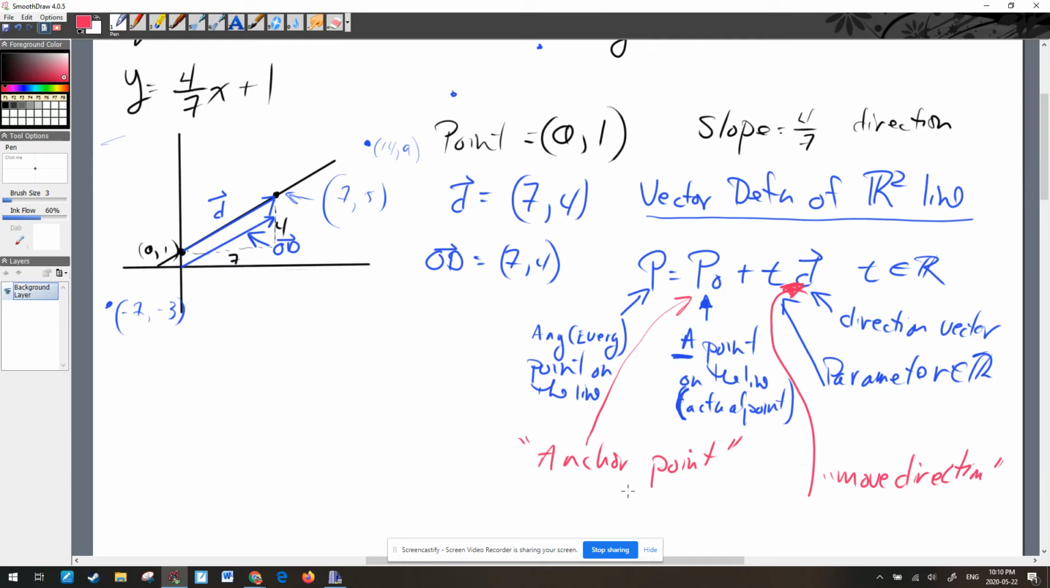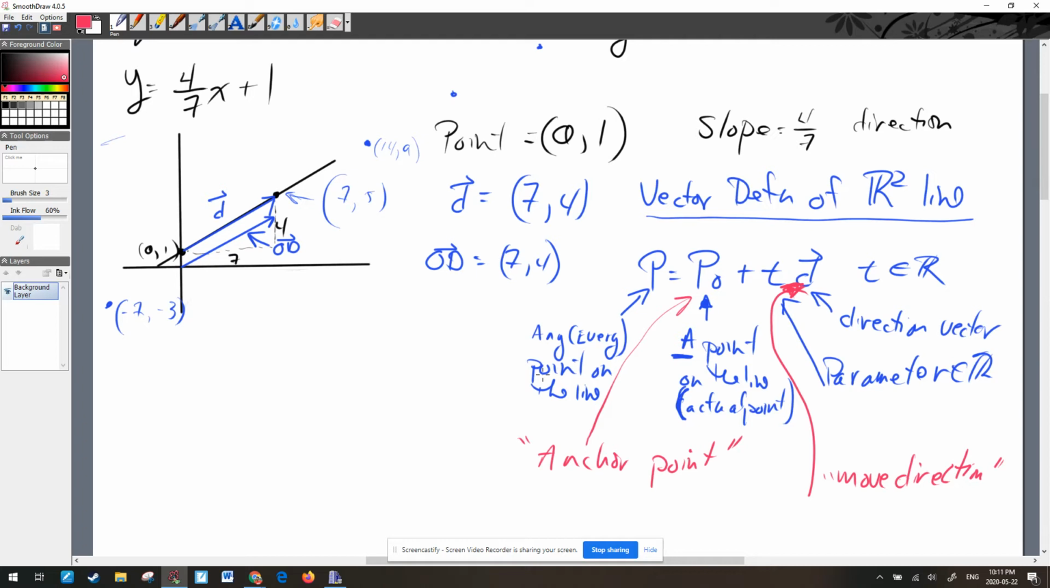So the movement direction says you can follow 7/4 as many times as you want, or 1/10 of 7/4. So we could be like 0.7 and 0.4, or it could be 100 times that. So it could be 700 and 400, which would be another point that's on the line. So this P represents, alternatively, every point that exists on the line. And this is how we get to it. We go out to our anchor point, and then we follow this direction vector. So that's how I absolutely always 100% think about how this works.